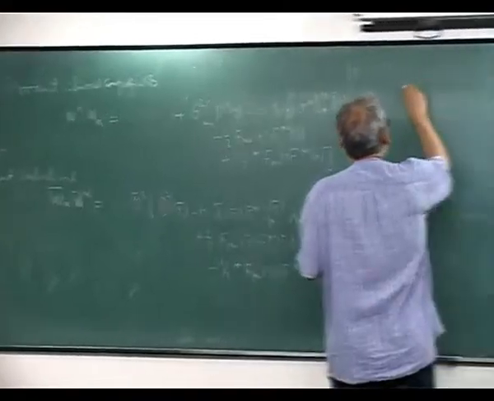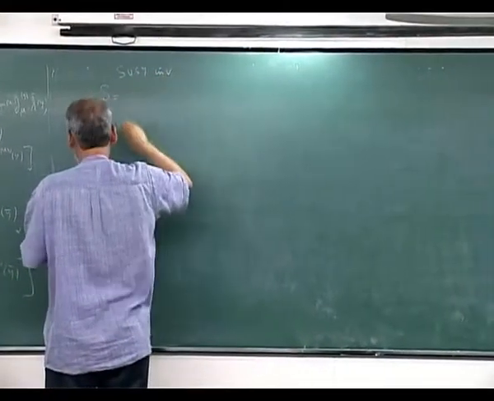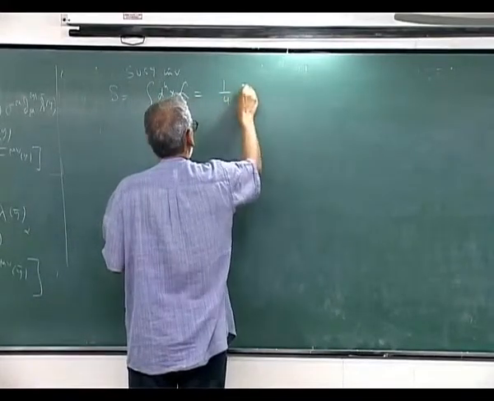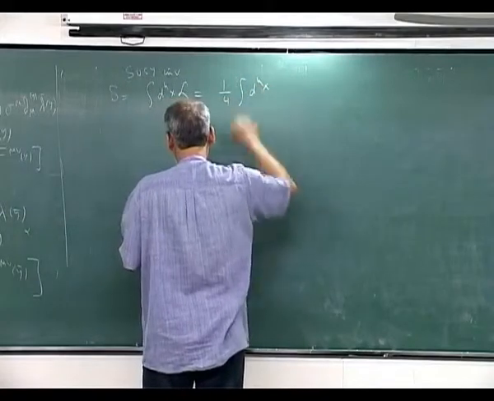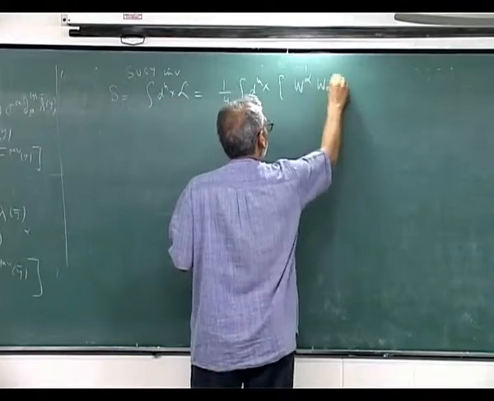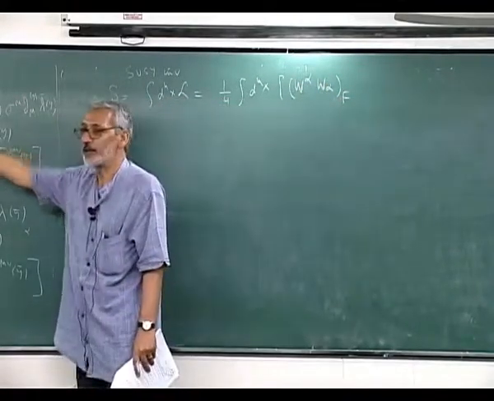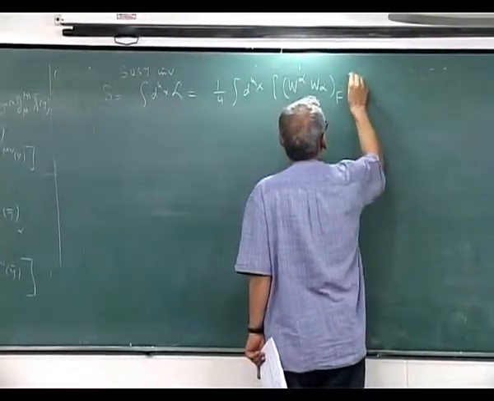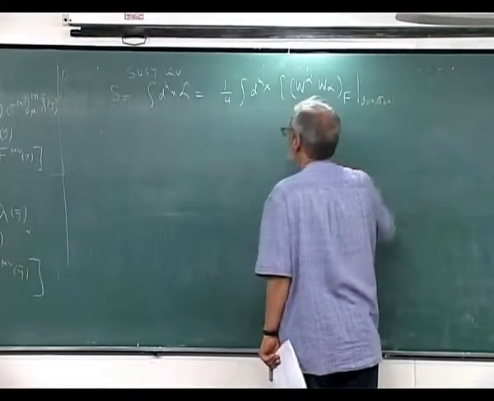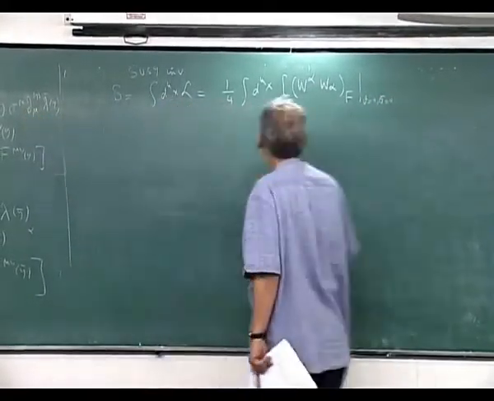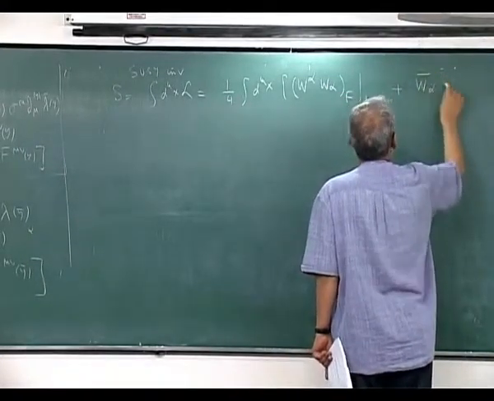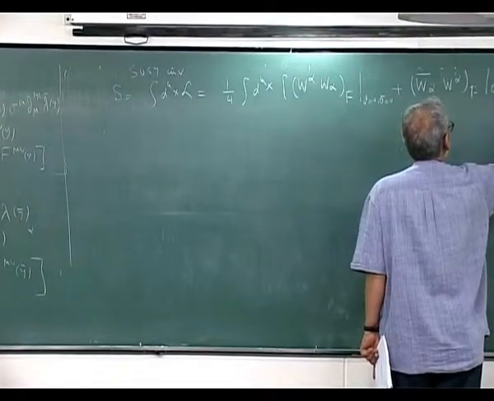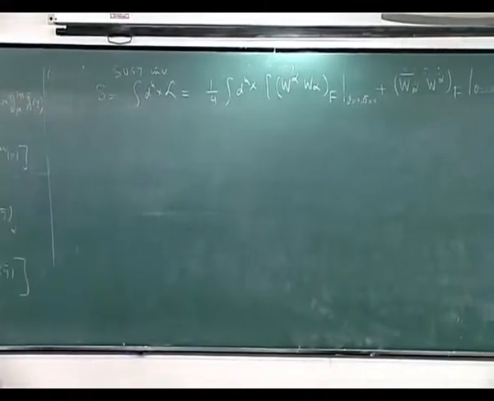So the SUSY invariant action is d^4x Lagrangian density, and the Lagrangian density, I just normalize it, is 1 by 4 d^4x, take W alpha and take the F term, which is the theta square term of this object, given as functions of y, and make theta 0 and theta bar 0, that will convert functions of y to functions of x, plus Hermitian conjugate. That would be my invariant action.